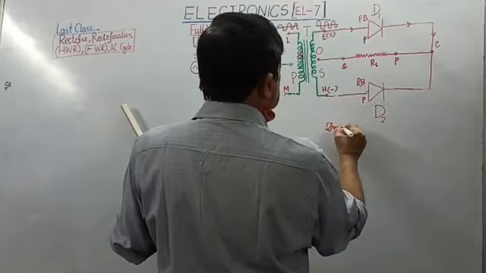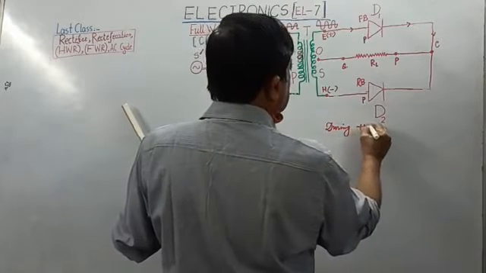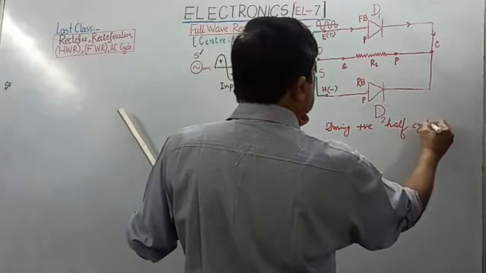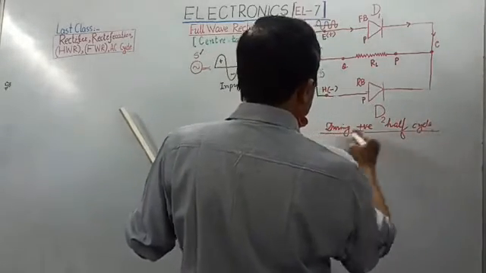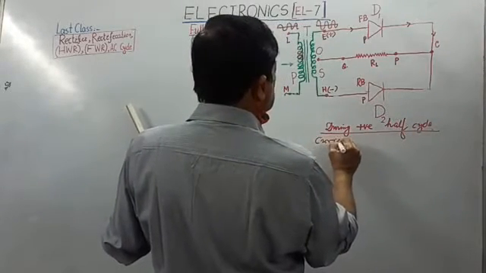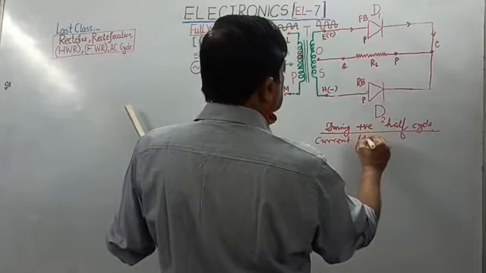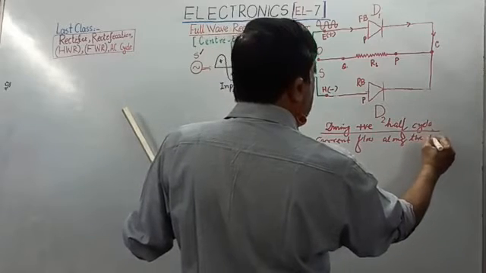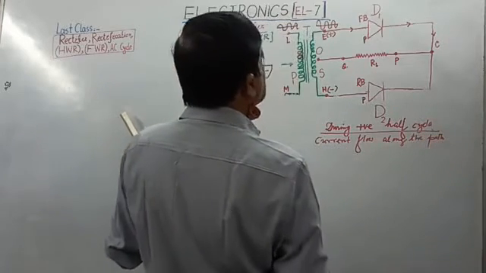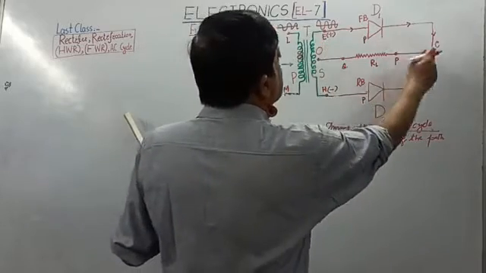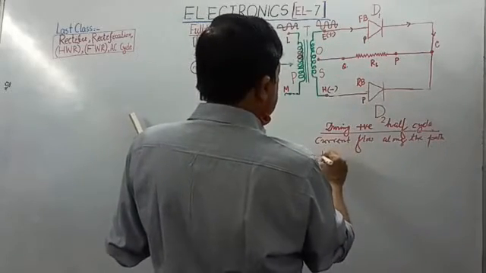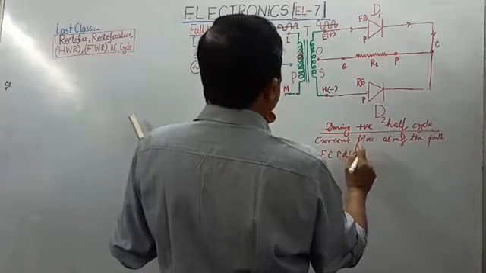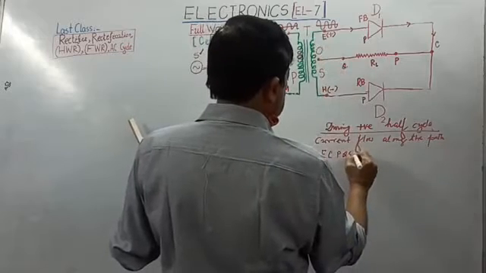During positive half cycle, current flows along the path E, C, P, Q, S. Path E, C, P, Q, S. And S will put in what? It will go back to E.